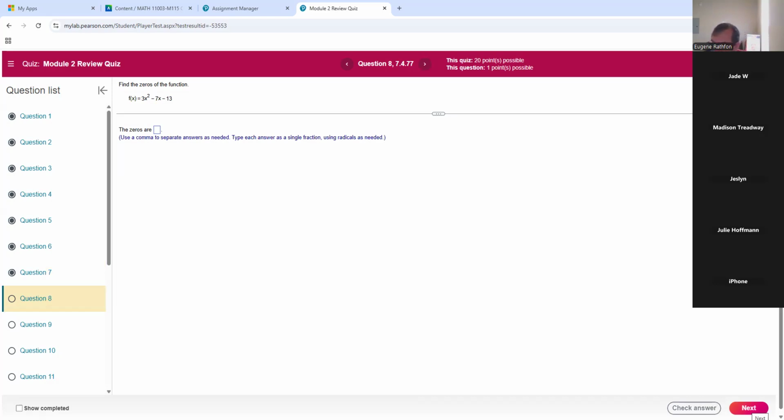All right, y'all, let me write this one down. This is another one where we're going to have to do the quadratic formula. F of x equals 3x squared minus 7x minus 13. Now, this one doesn't need the approximations. All I need is my exact answers using the radicals, okay? So let's see what we'll get here.